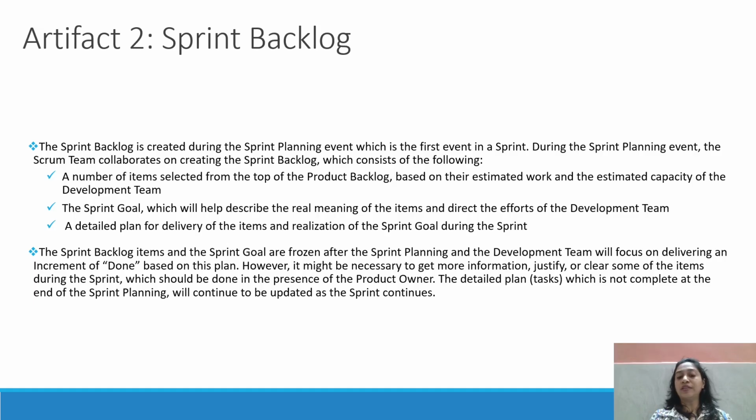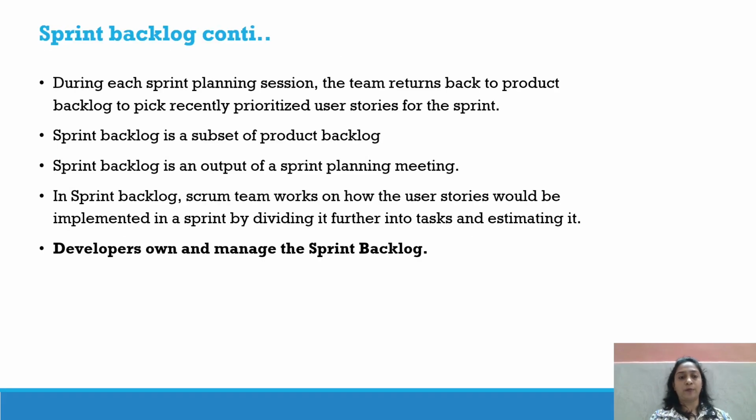However, it might be necessary to get more information, justify or clear some of the items during the sprint with the help of the PO, the product owner, which should be done in the presence of the product owner. The detailed plan tasks which are not complete at the end of the sprint planning will continue to be updated as the sprint continues. We can also put them in the product backlog again, and again take them in the next sprint.